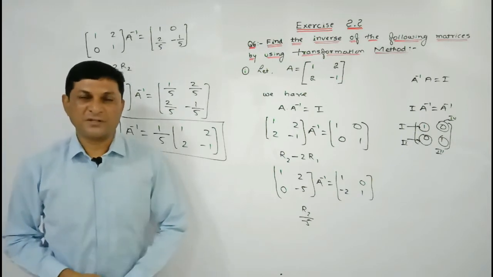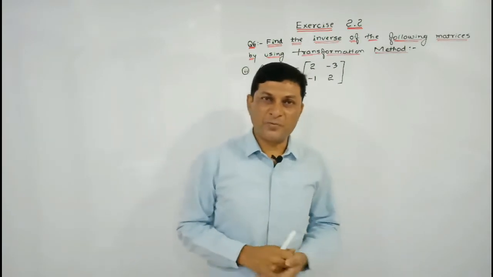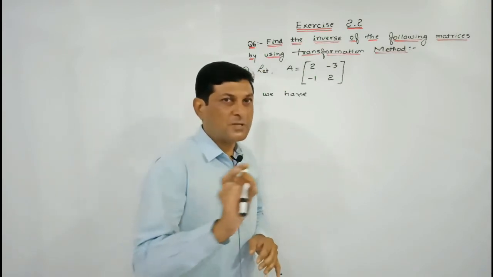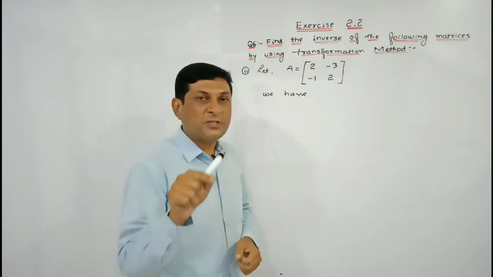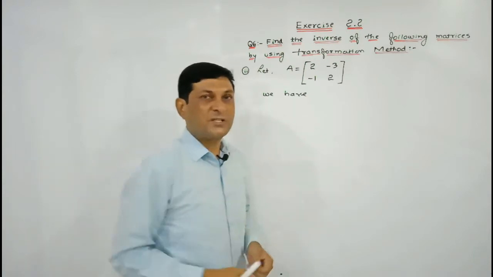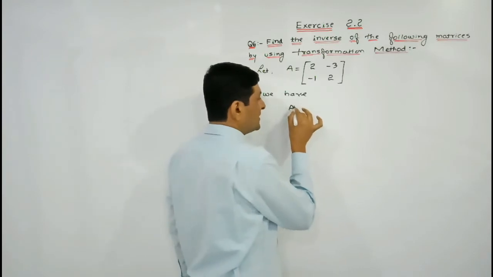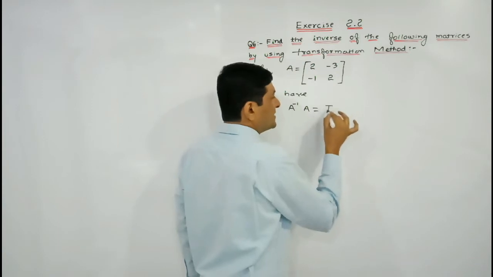Row transformation. So as we have solved the first example using row transformation, let us try to find the inverse of this matrix applying column transformation. Already we have seen, in case of row transformation, which condition do we use? A into A inverse is equal to identity. In column transformation, which condition do we utilize? A inverse into A is equal to identity matrix.